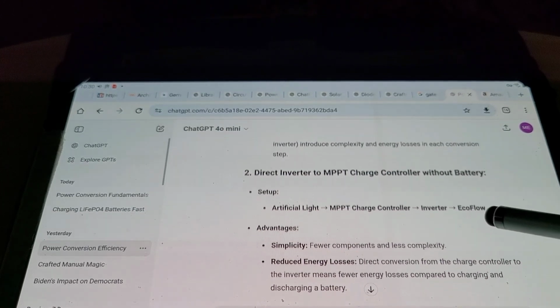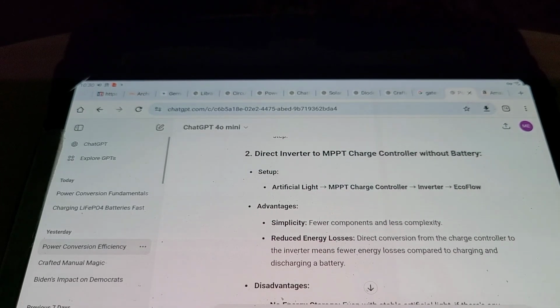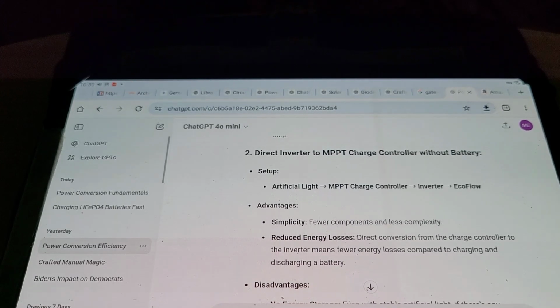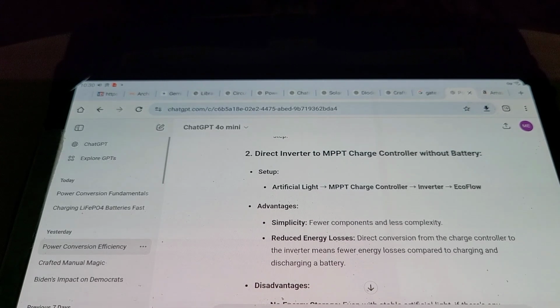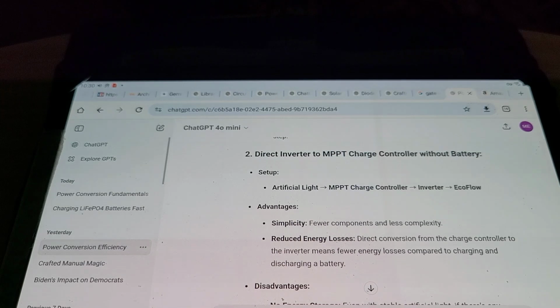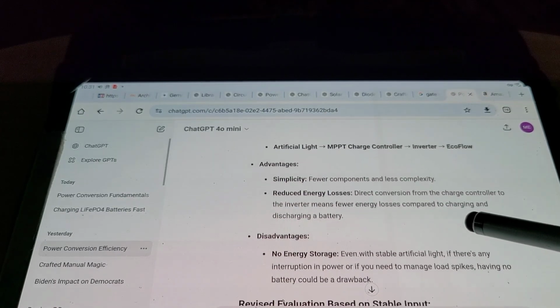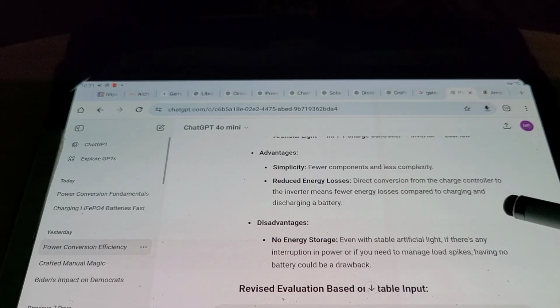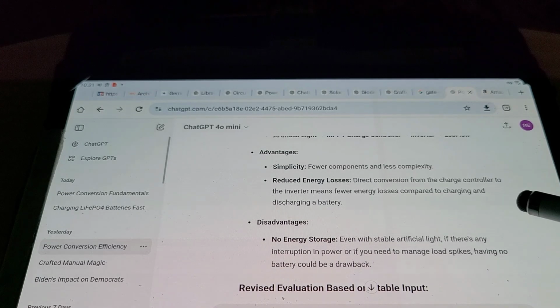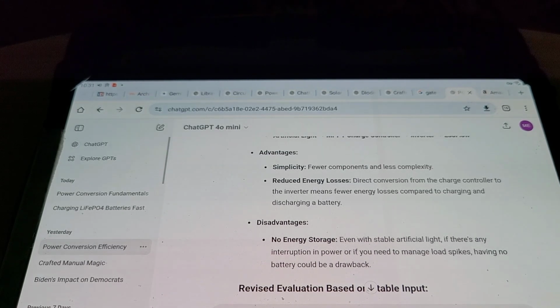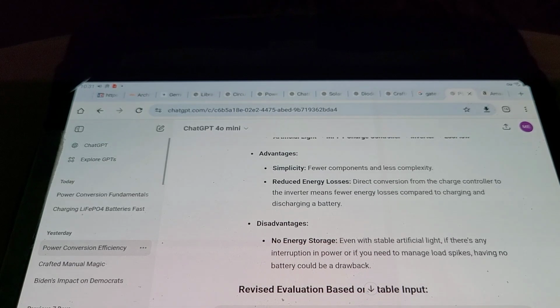2. Direct inverter to MPPT charge controller without battery. Setup: artificial light, MPPT charge controller, inverter, EcoFlow. Advantages: simplicity, fewer components, and less complexity. Reduced energy losses. Direct conversion from the charge controller to the inverter means fewer energy losses compared to charging and discharging a battery. Disadvantages: no energy storage. Even with stable artificial light, if there's any interruption in power, or if you need to manage load spikes, having no battery could be a drawback.